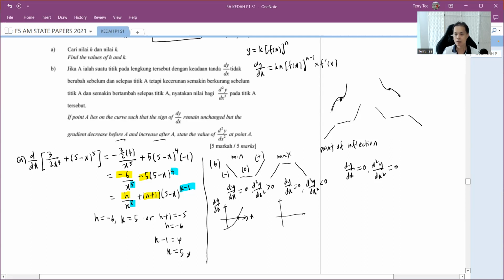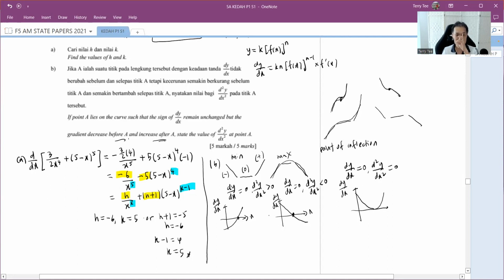For maximum, on the other hand, my gradient goes from positive to 0 to negative. So my gradient is actually decreasing, right? But point of inflection is unique because if I draw my graph like this, they say the gradient is decreasing before A and increases after A. Can you see? Your gradient is slowing down to 0 here, then it increases again. So there's only one statement for this, all right?